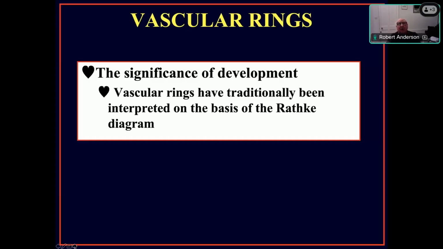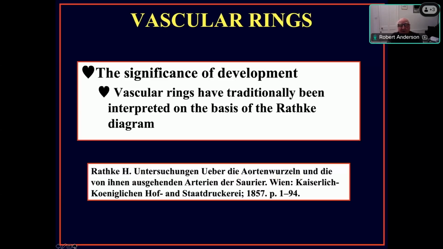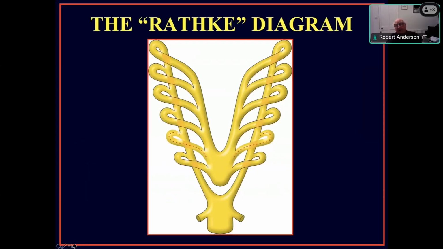And that has quite some history, because in fact, Rathke published this, as you see in the German literature, in 1857. Now, if you look at today's textbooks, and you want to know what the Rathke diagram looks like, you will find a picture that looks something like this. So let me explain to you what is going on here. Here we have the aortic sac.